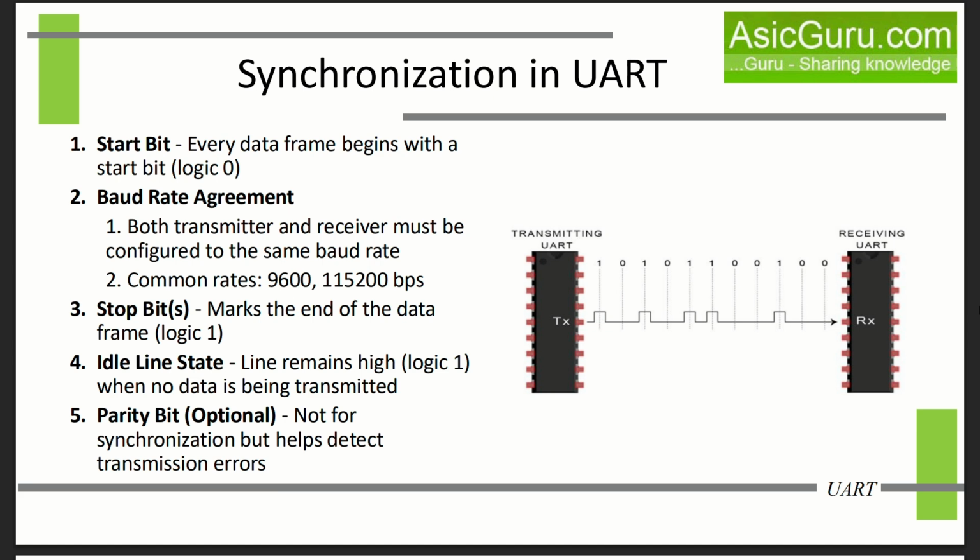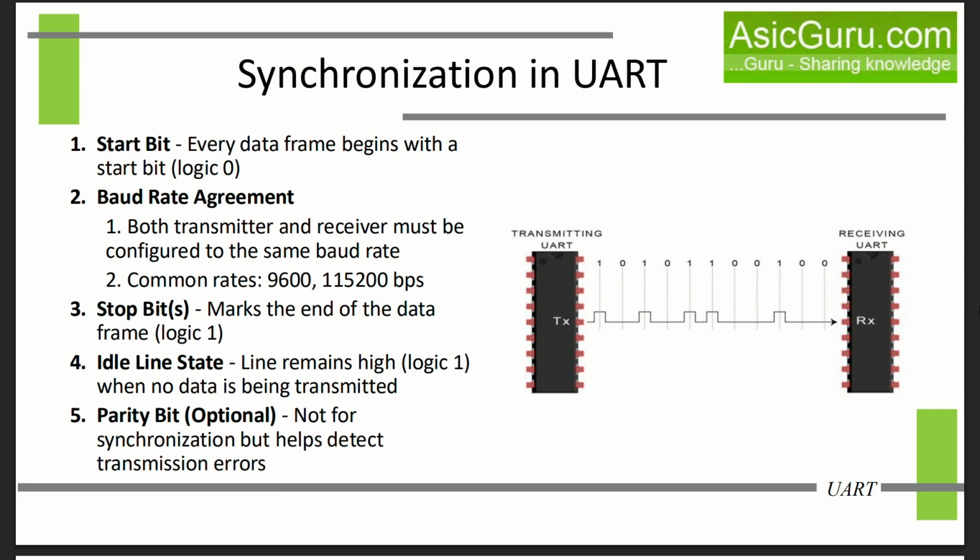For UART communication to work properly, both the transmitter and receiver must be configured to the same baud rate. Common rates include 9600 or 115200 BPS, bits per second. Many others exist, but we can commonly use 9600. If the rates don't match, the receiver won't sample the bits at the correct times, resulting in garbled data. So data might be corrupted in this case.